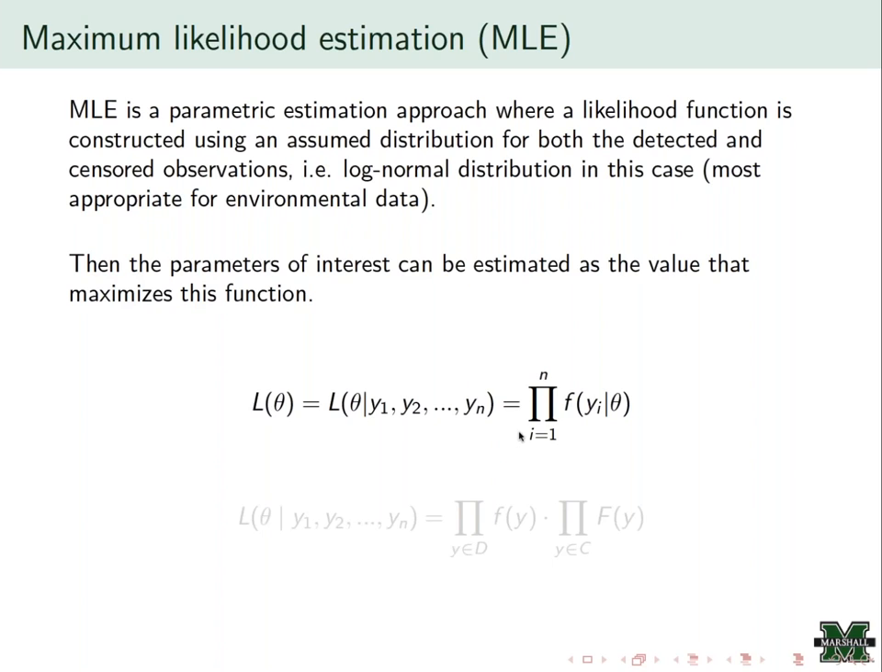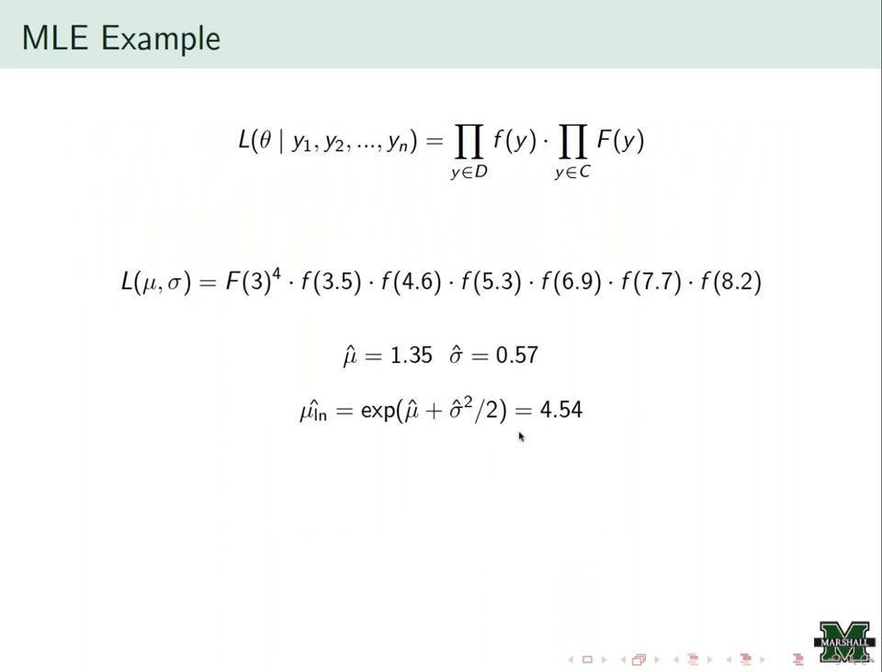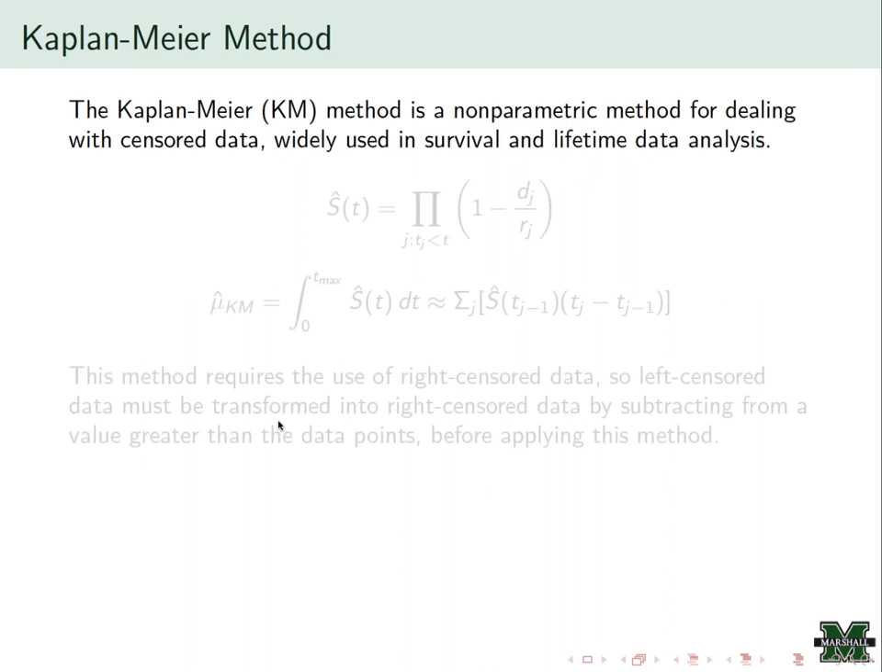Then we can use the likelihood function, which is known to be the product of all of the probability density functions, but that is used when all observations are detected. However, in our case, we need to account for detected and non-detected observations. So we can bring in the cumulative distribution function, because the definition of that is just the probability that y is below some value, which is exactly what our censored observations are. Going back to our example, we had the 4 censored values, and those can just be plugged into the CDF, and the observed values can be plugged into the PDF, and we can find our estimated log normal mean of 4.54. Remember that the known mean was 4.3, so you can compare those values.